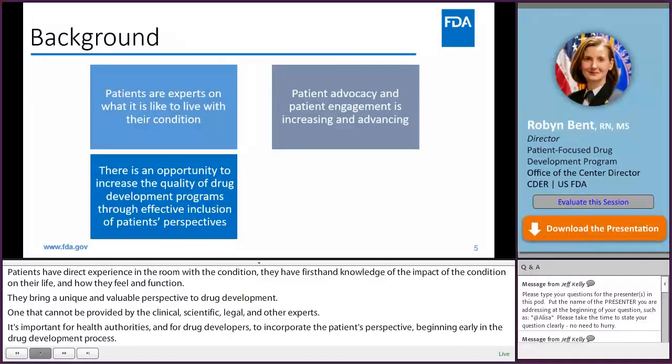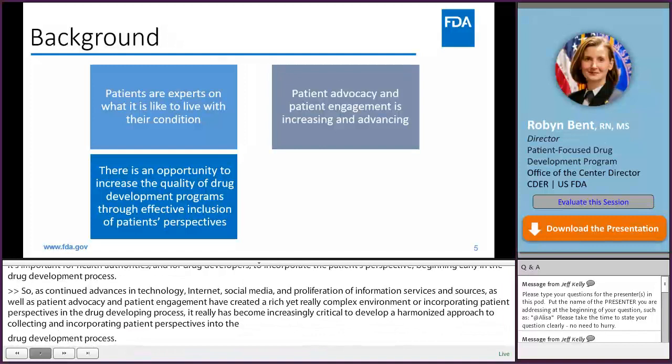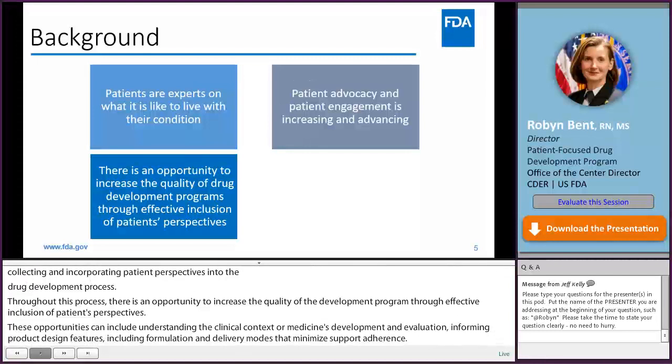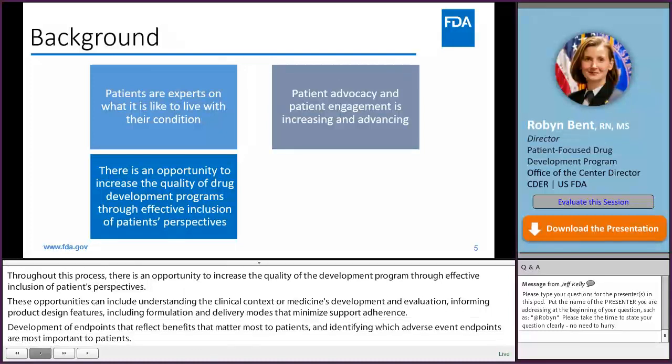And throughout this process, there's an opportunity to increase the quality of the development program through effective inclusion of patients' perspective. And these opportunities can include understanding the clinical context for medicine's development and evaluation, informing product design features, including formulation and delivery modes that minimize burden and support adherence, development of endpoints that reflect benefits that matter most to patients, and identifying which adverse event endpoints are most important to patients. Designing clinical trials that support better enrollment and retention, and informing regulatory decision-making, including patient acceptability of benefits versus risks versus tolerability concerns, and effective risk management.